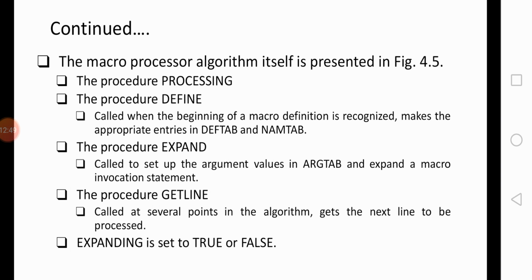The procedure GETLINE, called at several points in the algorithm, gets the next line to be processed. GETLINE, as the name says, is what you use if you want a new line, the next line, to get new information. Expanding is set to true or false. Here expanding uses boolean values, that is true or false.